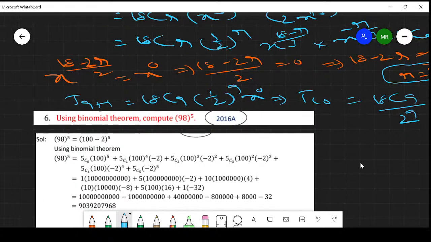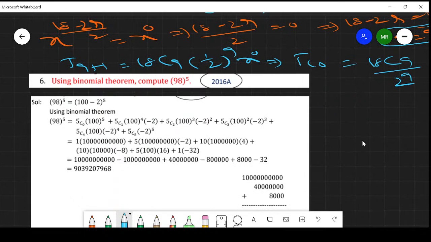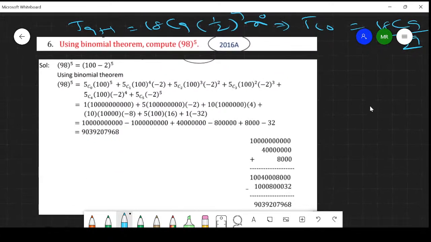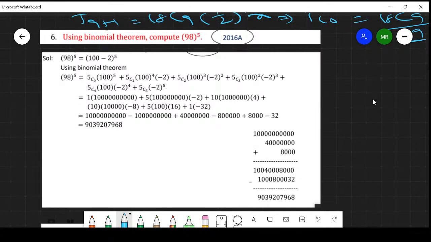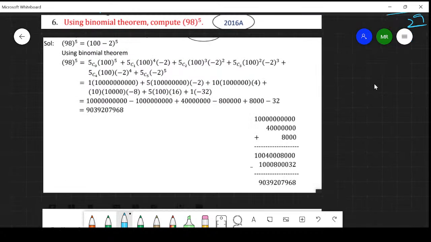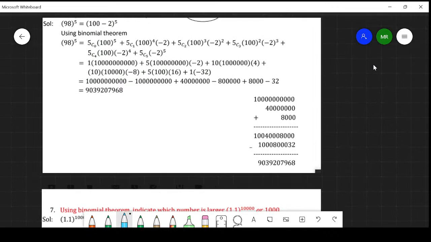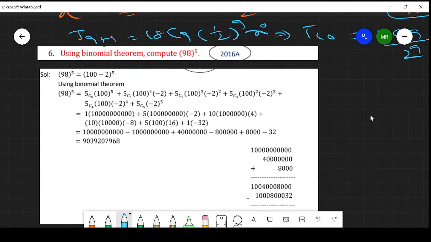Now, using the binomial theorem, compute 98 whole power 5. Here, because the numbers are bigger, I have done it like this. 98 I can write as (100 minus 2) whole power 5. Using the binomial theorem, the expansion is 5C0 100 power 5, 5C1 100 power 5 minus 1, that is 4, into minus 2 whole power 1.